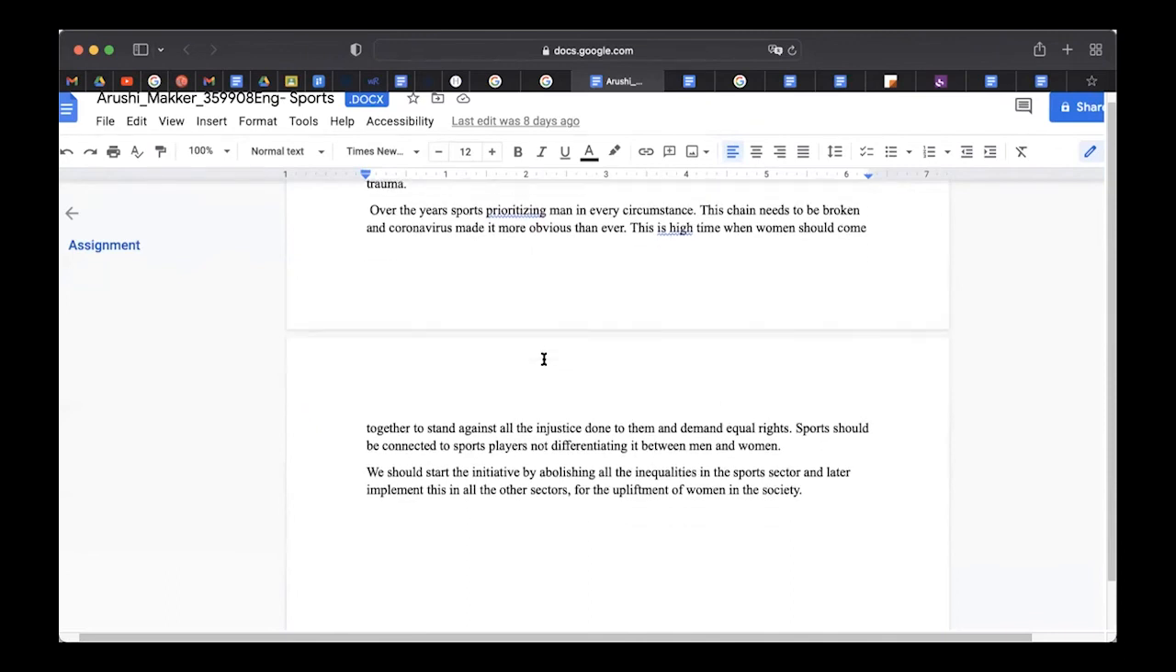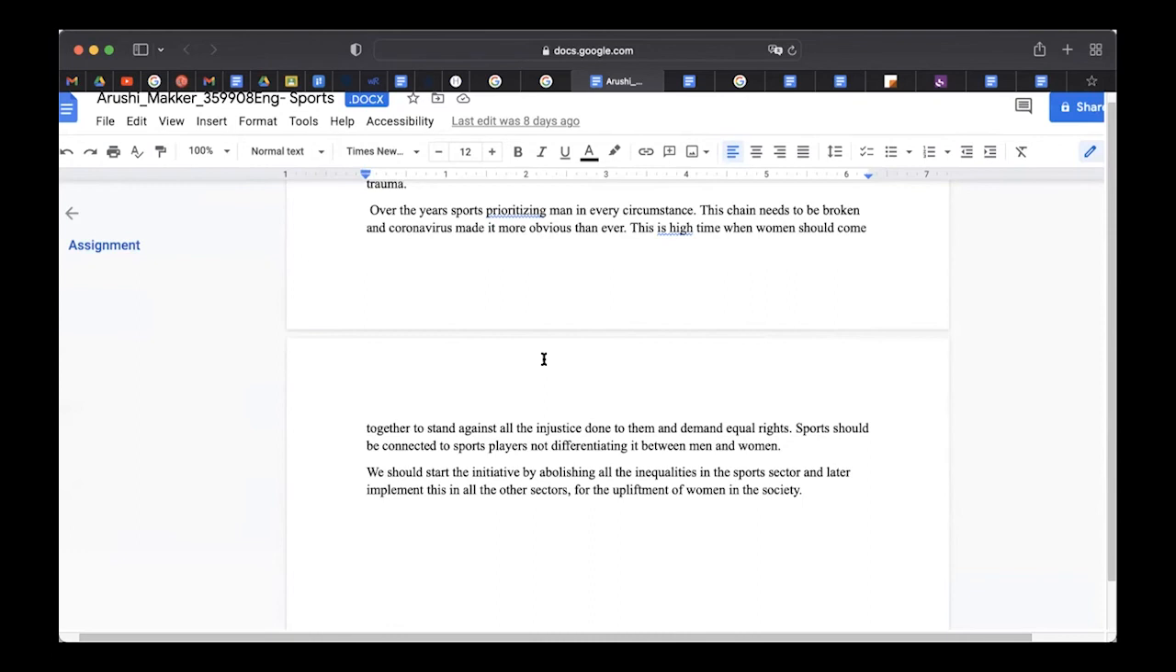Over the years, sports prioritizing man in every circumstance. Over the years, I think the sports authorities have been prioritizing men in every circumstance at various sporting events, I would say. This chain needs to be broken, and coronavirus made it more obvious than ever. This is high time when women should come together.